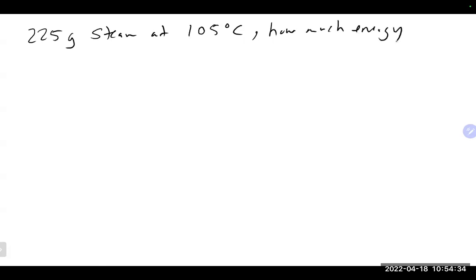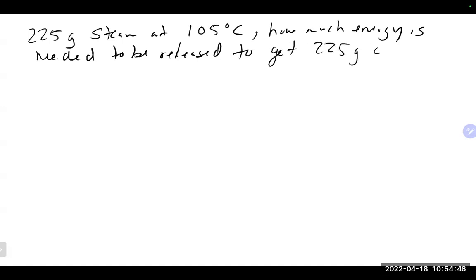So let's say we had 225 grams of steam at, let's say, 105 degrees Celsius. How much energy is needed to be released to get 225 grams of ice at minus 2.5 degrees Celsius? There you go. Okay.